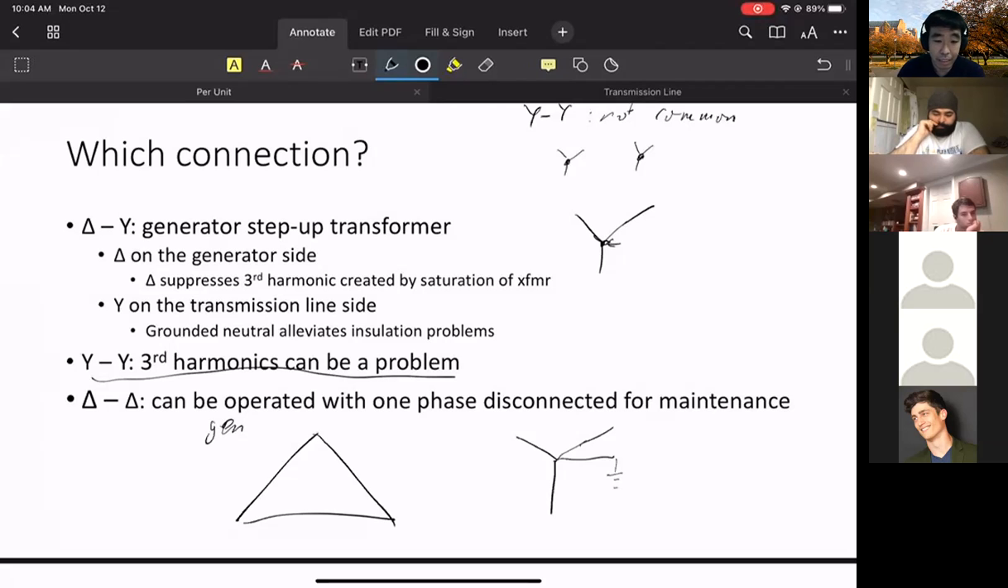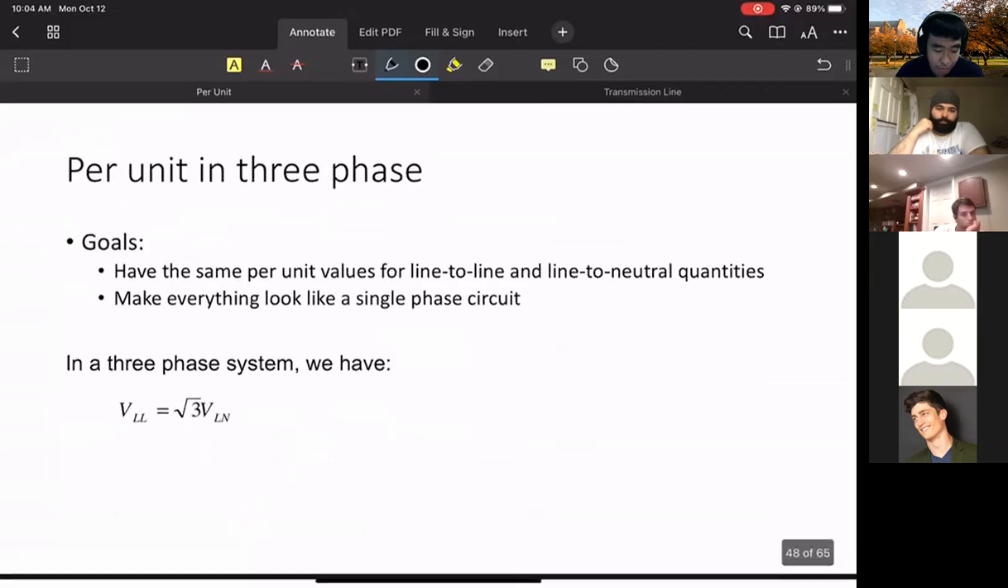So the goal is always the same. The goal for three-phase is the same as for single. So per unit three-phase, again, is to make everything look like a single-phase circuit. We want to pretend everything is a simple single-phase circuit. And the way to do it is to make sure we take care of factors like this. Let's make sure that the root 3 goes to the right place, the angles go to the right place. So again, we can just write down the circuit without worrying about the fact that we have a three-phase transformer. That's our goal.